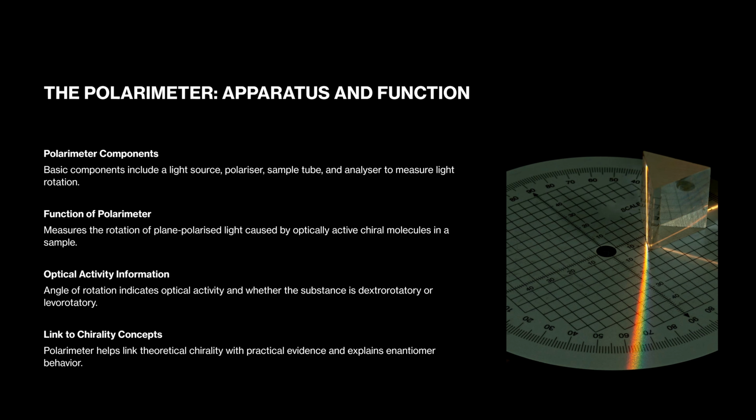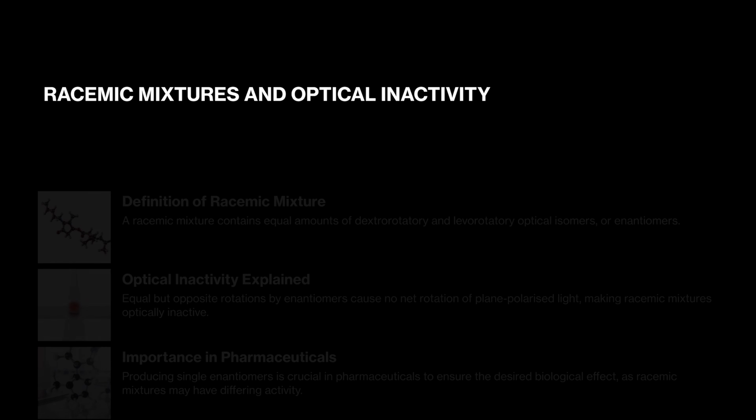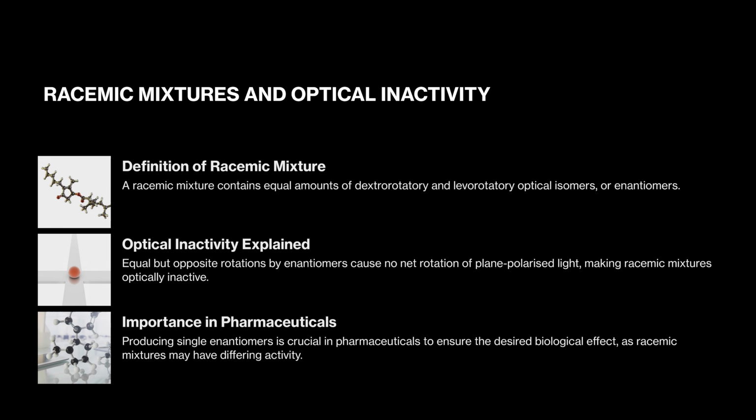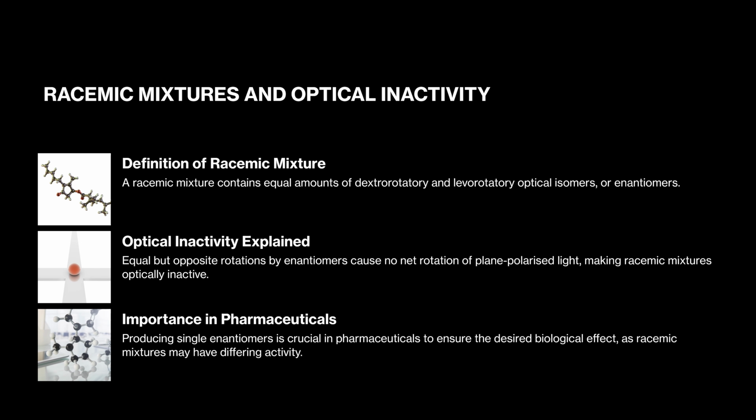As plane polarized light passes through the sample, the chiral molecules rotate the plane of polarization. The analyzer is then rotated until the light intensity is minimized or maximized, and the angle of rotation can be read. A racemic mixture is an equimolar mixture of two optical isomers, meaning it contains equal amounts of the dextrorotatory and levorotatory forms of a compound. Although each enantiomer individually rotates plane polarized light, a racemic mixture shows no overall rotation and is therefore optically inactive because the clockwise rotation caused by one enantiomer is exactly cancelled out by the anticlockwise rotation caused by the other.